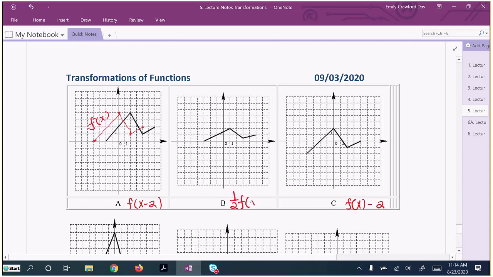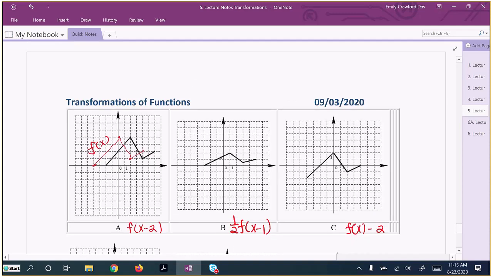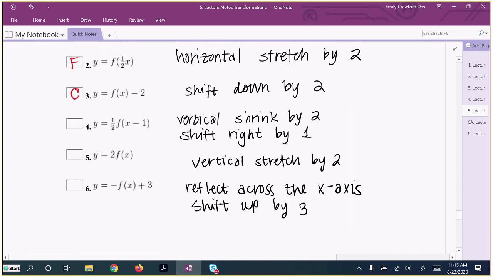So 1/2 f of x minus 1 is B, and we can see the shifting right by 1. This was at -4 and 0, now it's at -3 and 0, and the height, where this maximum height used to be 4, now it's 2. So it's exactly 1/2 f of x minus 1, vertical shrink by 2, shift right by 1. So that's B.